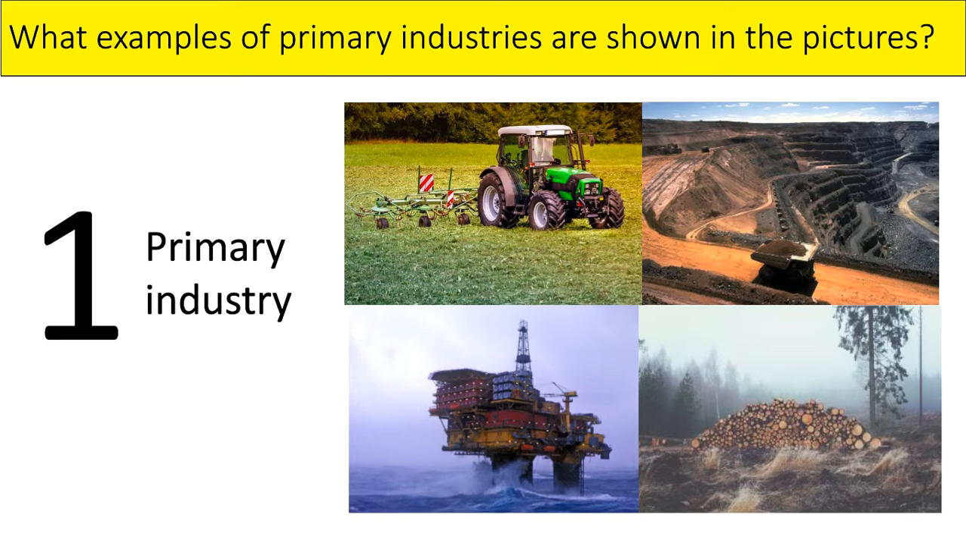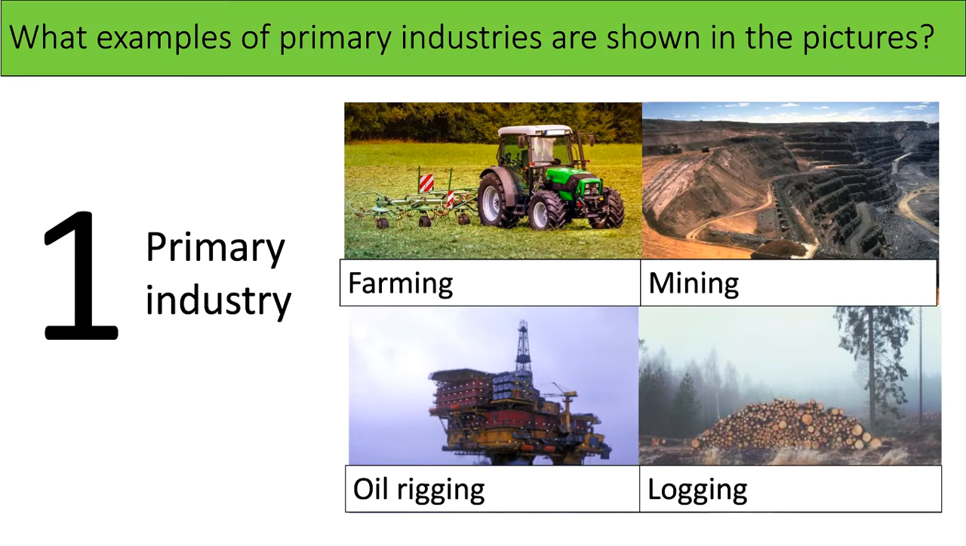Pause the video and think about what examples of primary industries are being shown in the pictures. So we got farming, mining, oil rigging and logging. These are all things that collect raw materials.